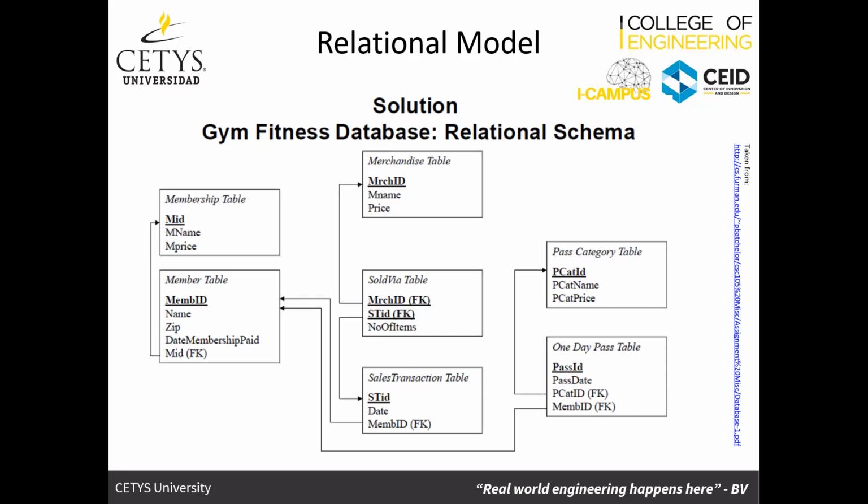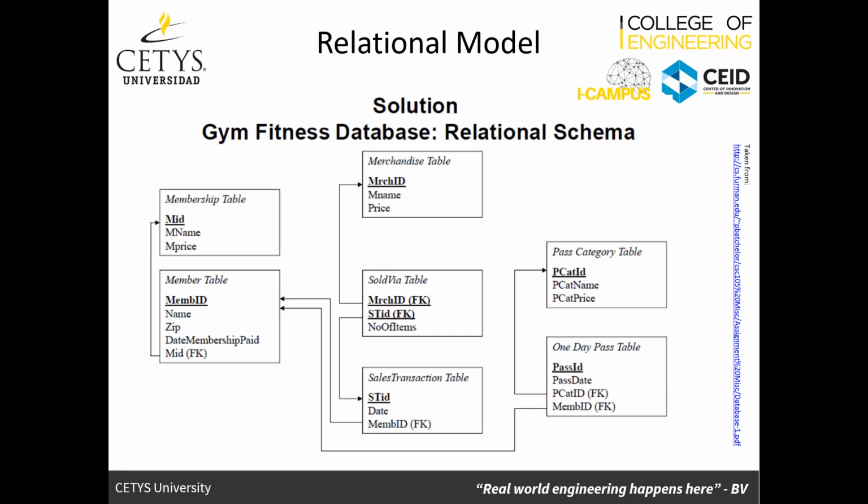We had the member and one-day pass. So a member could buy a one-day pass. That was a 1-to-n as well, so we grab the member ID and put it here. We had the pass category in the one-day pass. This was also a 1-to-n, so we grab the category ID and put it in the one-day pass table. Then we had the merchandise in the transaction. That was the many-to-many.